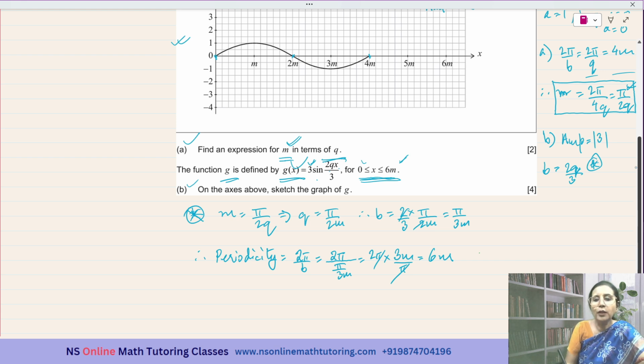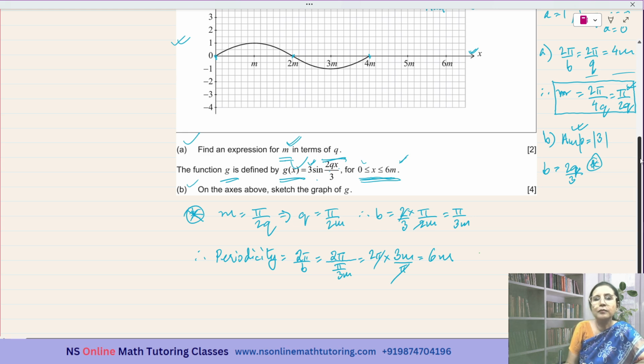So now we know that the periodicity is 6m and the amplitude is 3. So it will be going up to 3 and coming down to negative 3. And there is no horizontal translation. There is no vertical translation. Therefore, the principal axis is still the x-axis. That is the line of symmetry, which is dividing the entire graph into two equal parts, one above the x-axis and another below the x-axis.